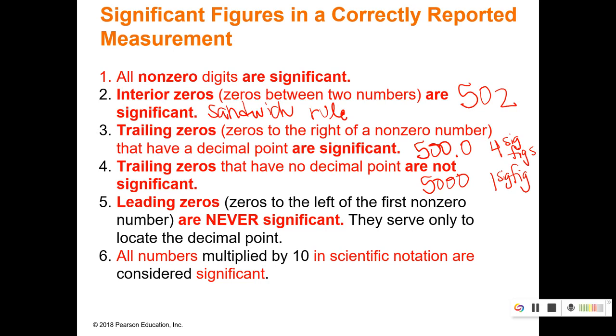Number 5, leading zeros are never significant. Those are the ones in front of a number. So if I had 0.0005, the only number that counts is this 5. So this is 1 sig fig. Because all of the zeros in front don't count. They're leading to another number. And then the last rule is that if it's in scientific notation, everything before the times sign counts. Doesn't matter how many numbers I have in front of the times sign. They are all significant.